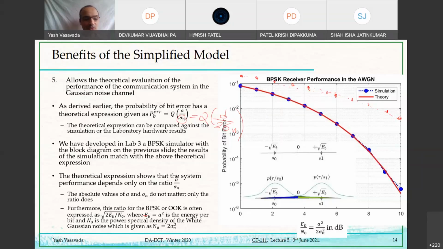And so in the laboratory, using the real hardware of your phone, you can generate an experiment which allows you to control this A divided by sigma n. And so therefore you can go along this x-axis, you can go from 0 to 10, and then do this type of bit error rate plot.